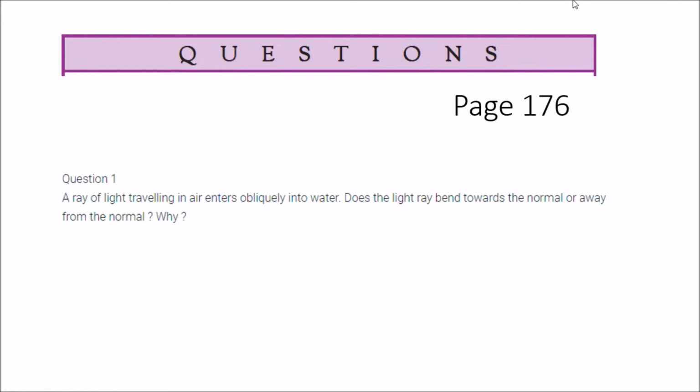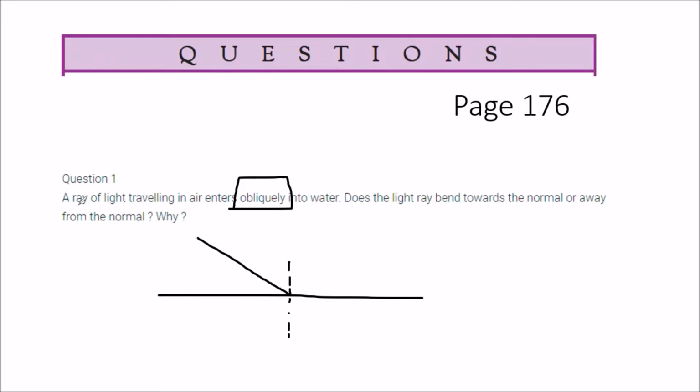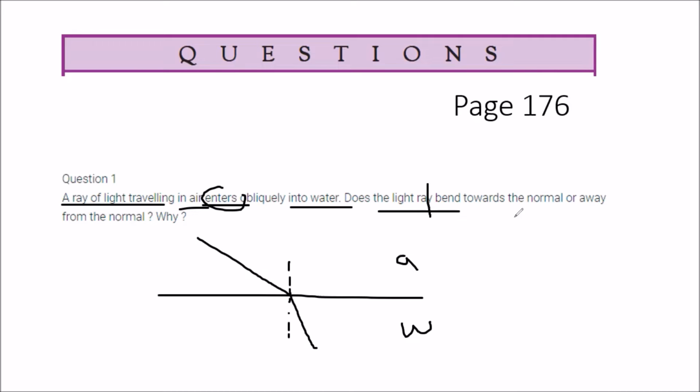It says a ray of light traveling in air enters obliquely. If you remember, obliquely means it is bending. So light is entering like this. So this is the normal. This is our catchword here, it enters obliquely. And how did I understand that it is bending like this? Because it says it is entering from air to water. So this is basically air and this is water. Does the light ray bend towards the normal or away from the normal?